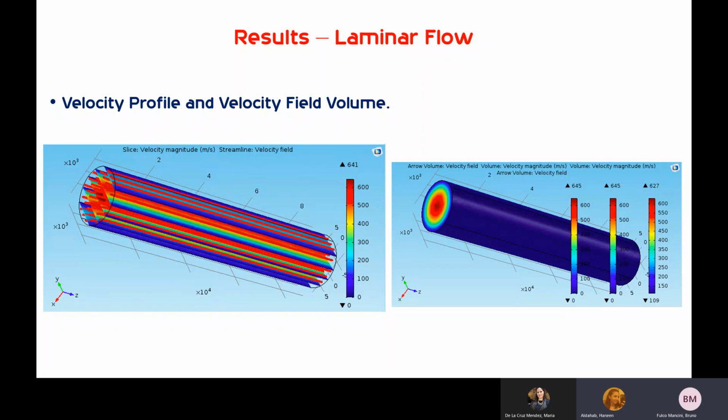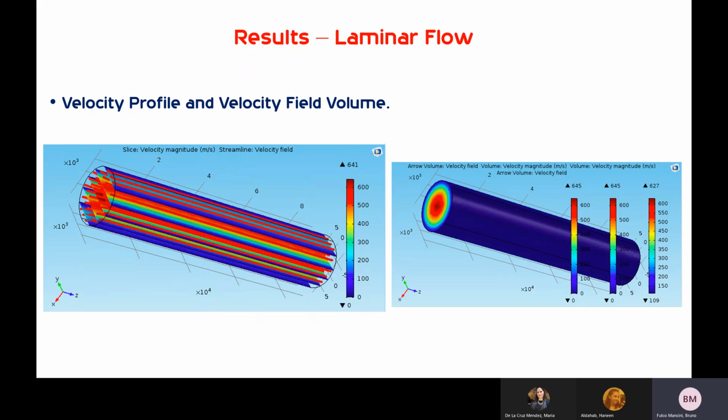So here's the analysis of the results. This is the velocity profile and velocity field volume profiles for the laminar flow. Basically what that means, in the first figure, you can see that the lines are all straight, which means we got good results because laminar flow is characterized by smooth motion of fluid. So all the fluid should be going in a straight direction, which means it's correct.